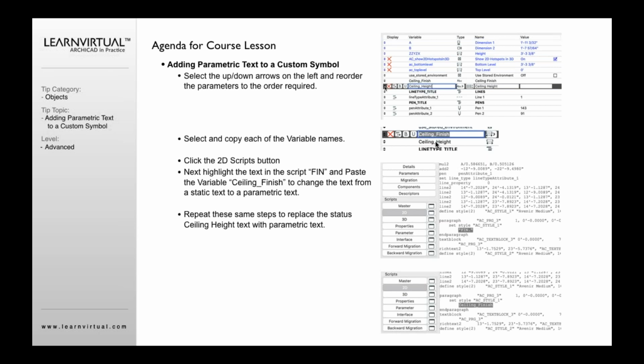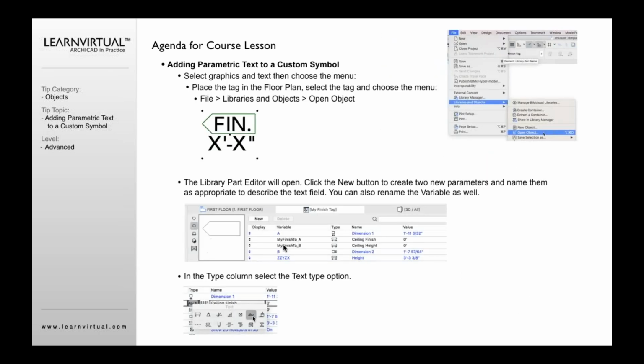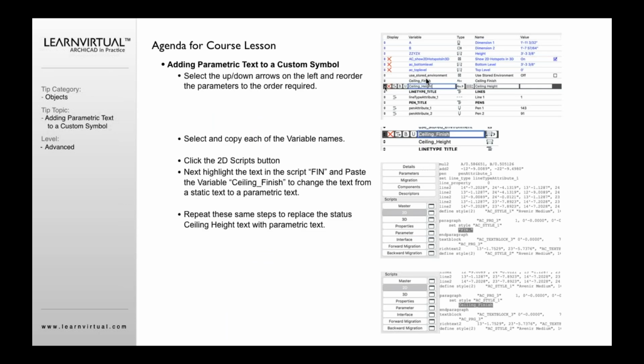Once you've done that, you're going to want to select and copy each variable name. As I mentioned, it's a good idea to rename these variable names from their defaults to what that variable is actually representing, in this case ceiling finish and ceiling height. Copy that, and then you're going to want to go down into your 2D script here, and click that button. Then you'll see a script for the 2D, and you'll see in parentheses, fin.